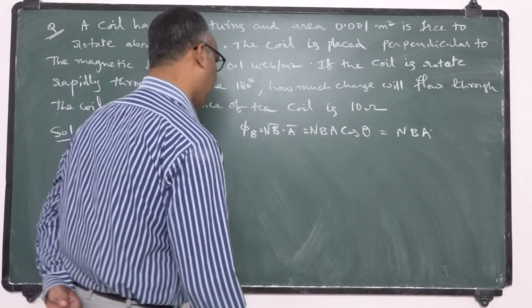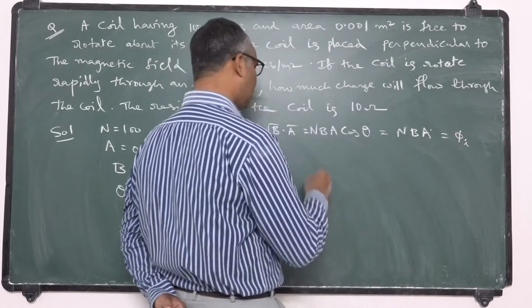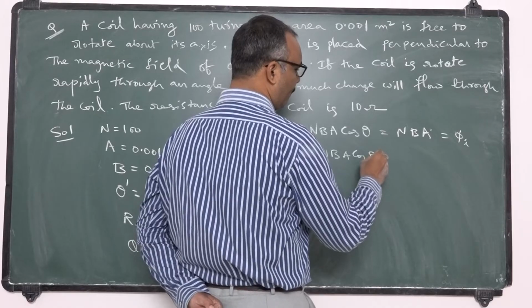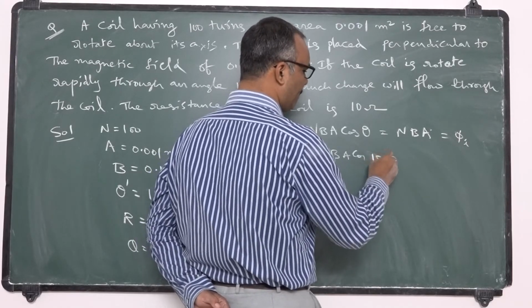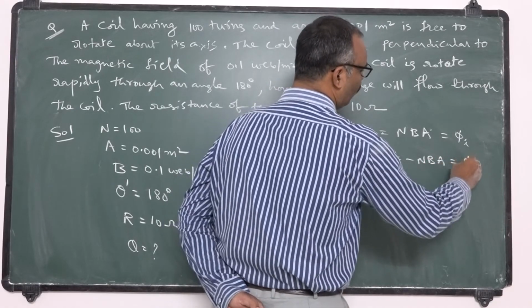NBA will be the flux linked with the coil initially. This is the initial flux. Final flux means now it is rotated through 180 degrees. Cos 180 is minus 1. Minus NBA is the final flux.